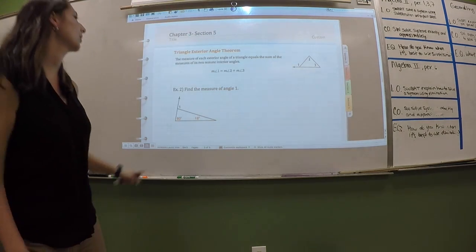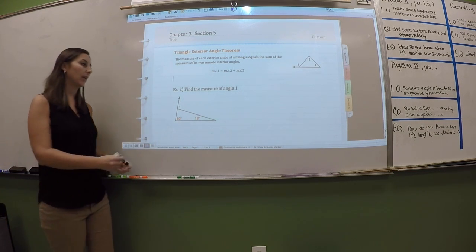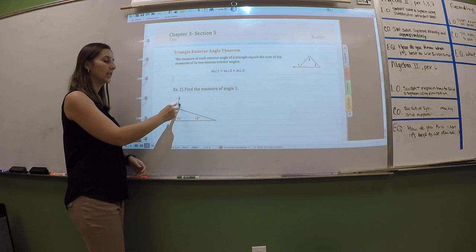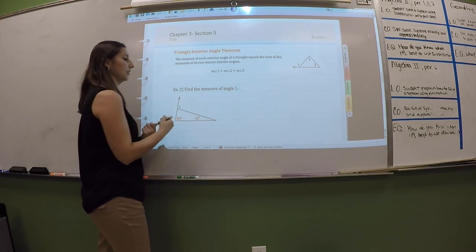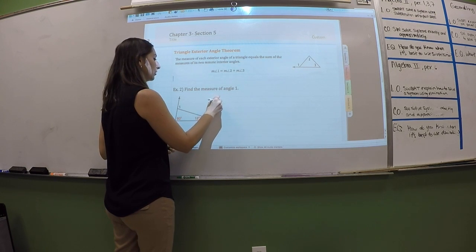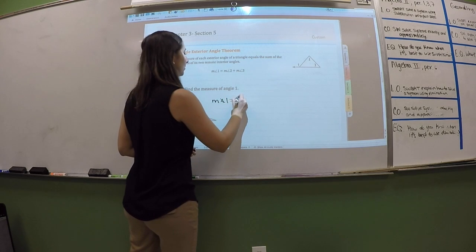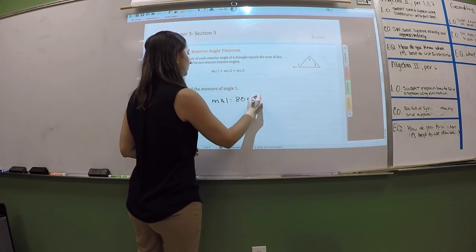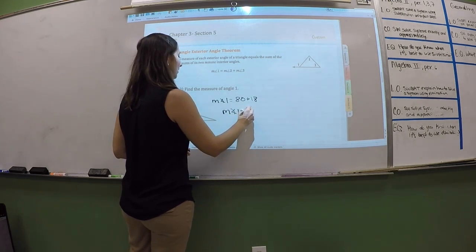You can also apply this theorem to this example. Okay, we have an exterior angle 1. It's going to be equal to the sum of the two remote interior angles. So you're going to write measure of angle 1 equals the sum of the two remote interior angles. So that makes the measure of angle 1 98.